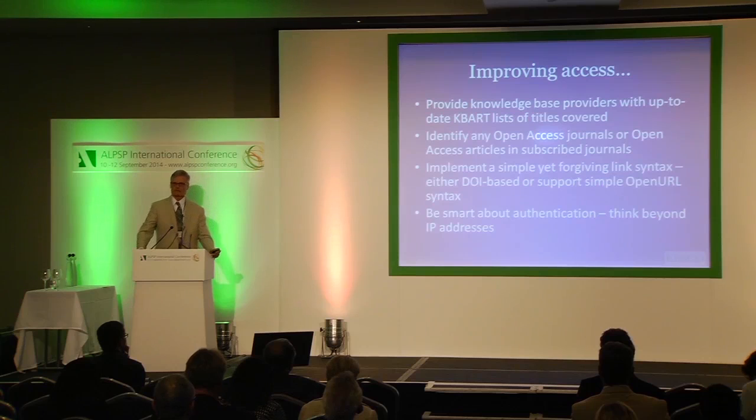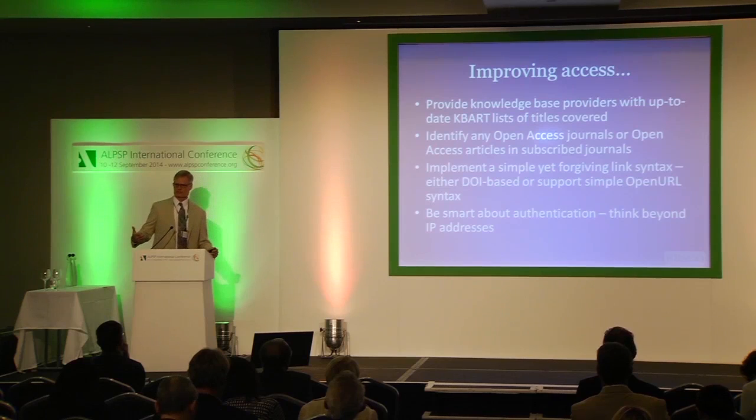If you have open access journals, identify those on the KBART lists. If you have open access articles, there's now a NISO best practice for identifying those within the metadata. So the more advanced link resolvers and discovery systems are going to be able to take that information and actually surface the link to your version of the content without the user, the library, having a subscription, because it's available open access.